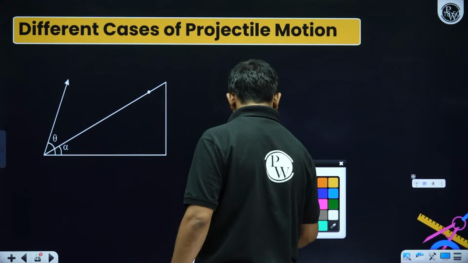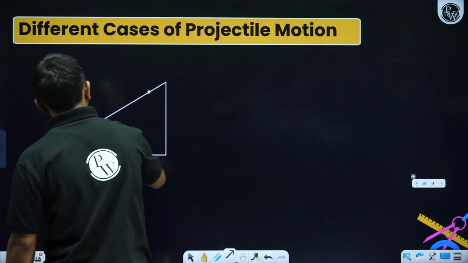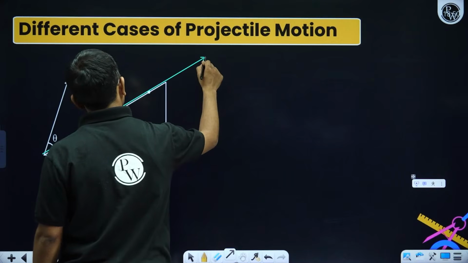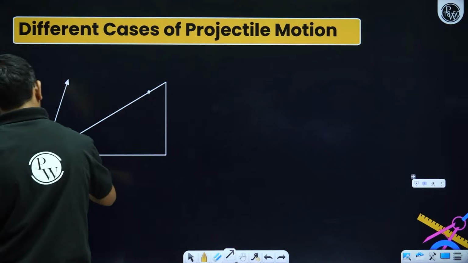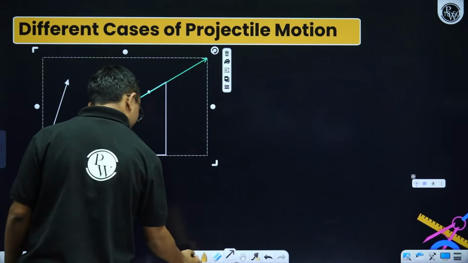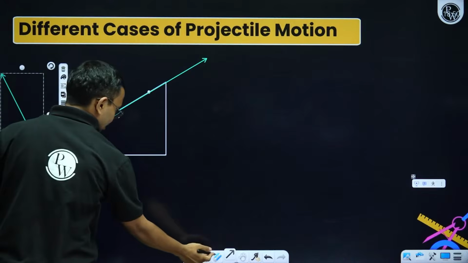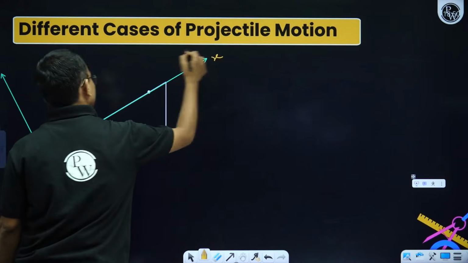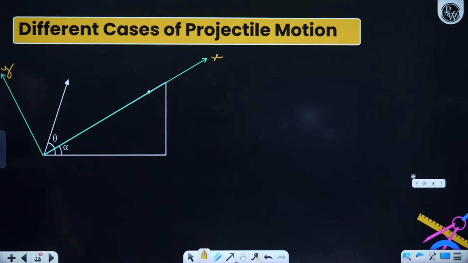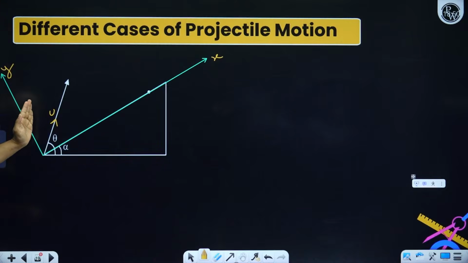So here, you can take this as your x-axis, and this as your y-axis. X-axis, y-axis. You are projecting with some velocity u at an angle theta. Now you take the x component, u cos theta.